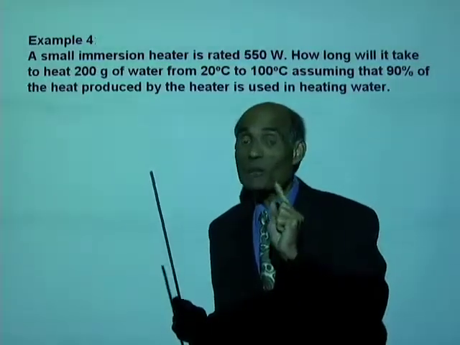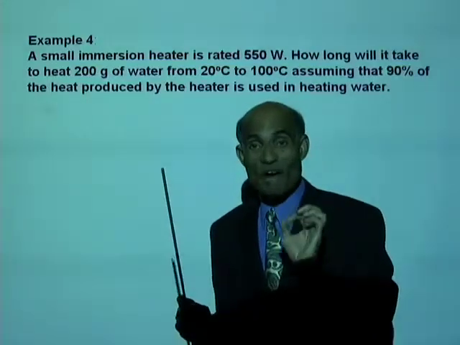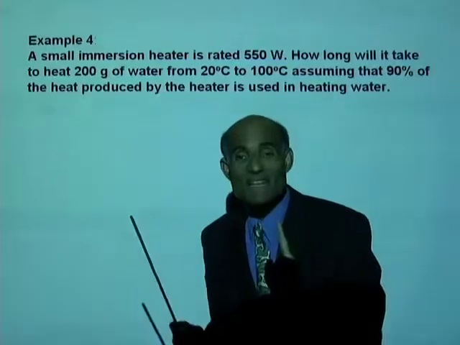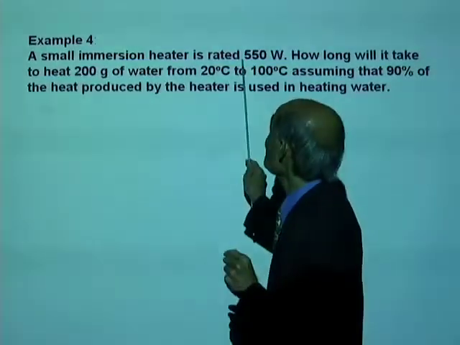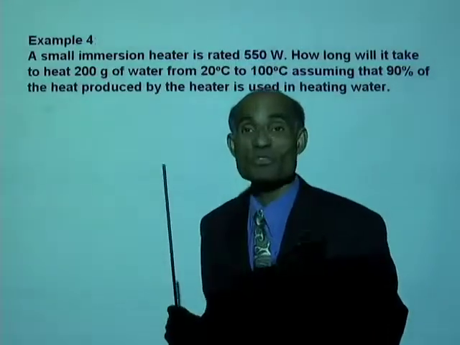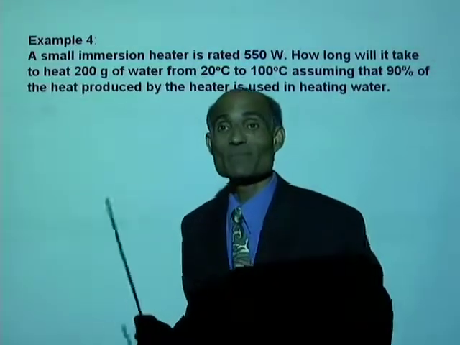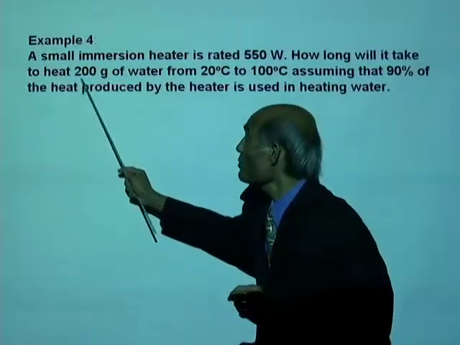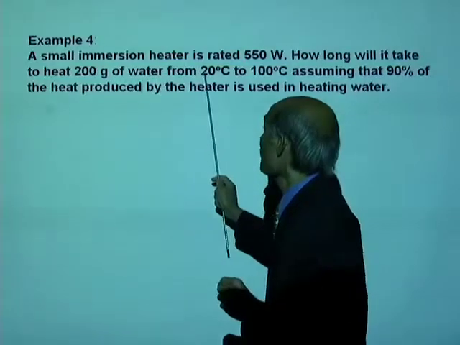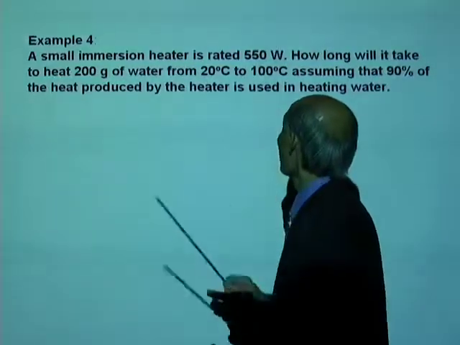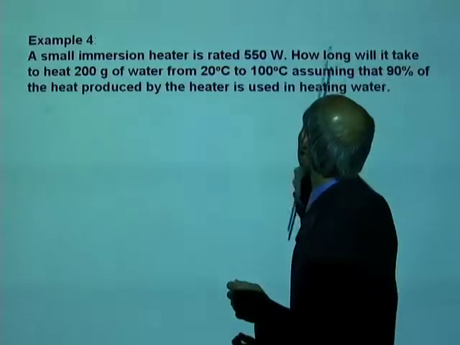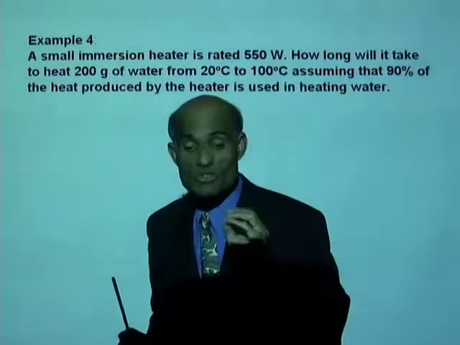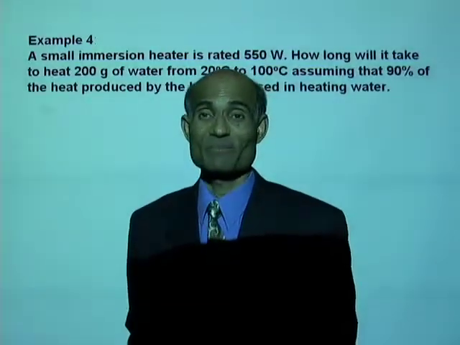It means that immersion heater will produce 550 joules of heat energy every second. That is the meaning there. It produces 550 joules of heat energy every second. Now, what's the question? How long will it take to heat 200 grams of water from 20 degrees Celsius to 100 degrees Celsius, assuming that 90% of the heat produced by the heater is used in heating water?